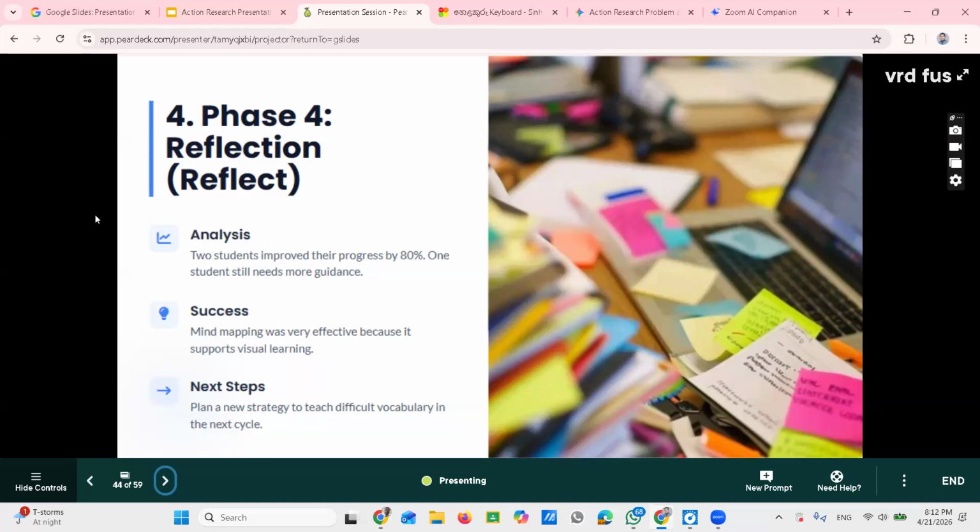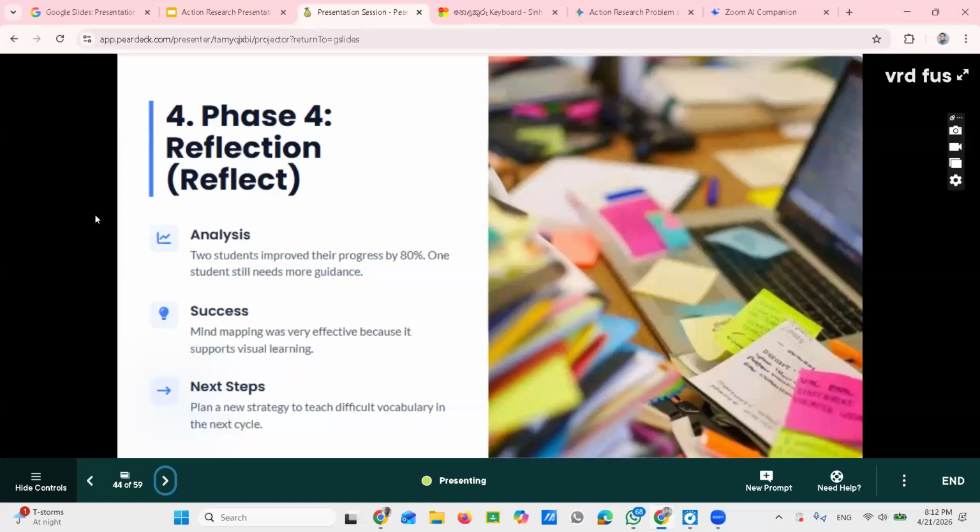Then look at the success. Mind mapping was the reason for that success. That 80% is somewhat of a success because the students are getting the 80% because of using the mind map. Mind map was very effective because it supports visual learning. That's the reason why success is up to 80%.